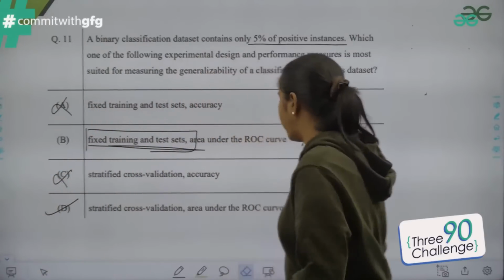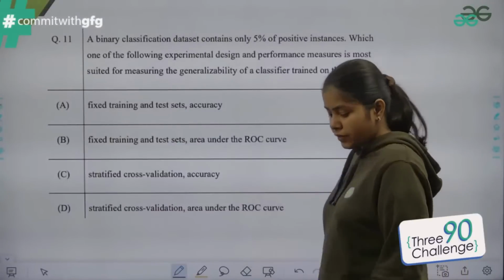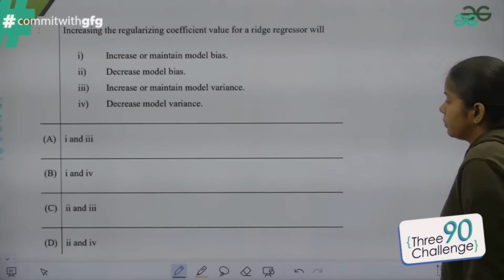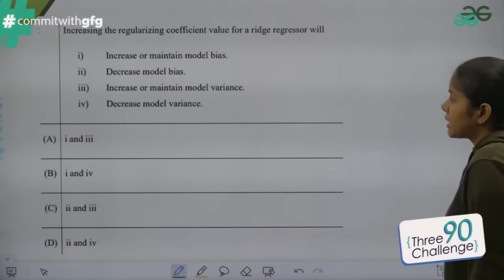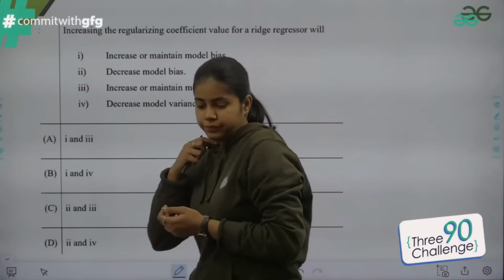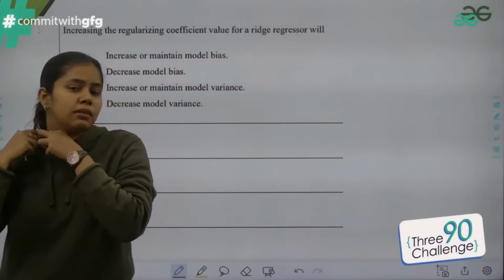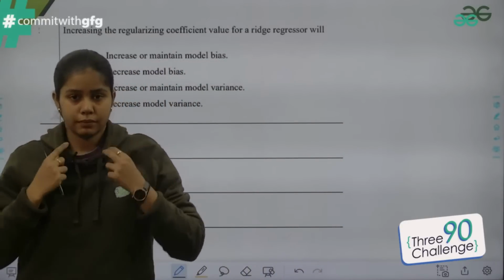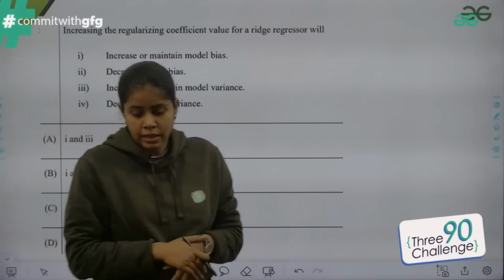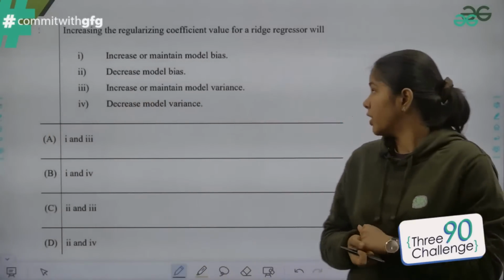Right? Let's move forward. Just let me know, guys, if there is any confusion in this question. Otherwise, let's solve this. Increasing the regularizing coefficient value for a ridge regressor will what? What would happen if I increase the regularizing coefficient for a ridge regressor?